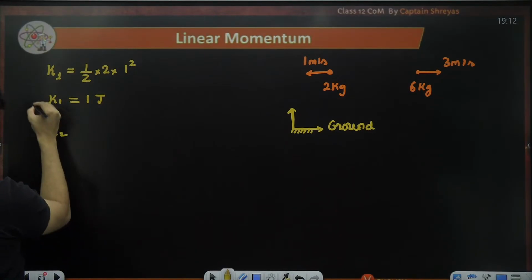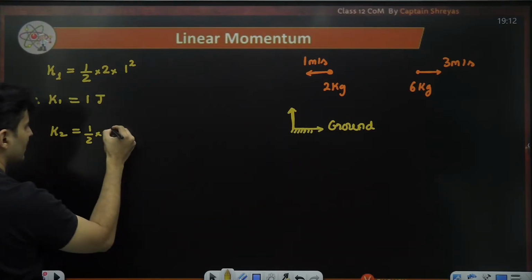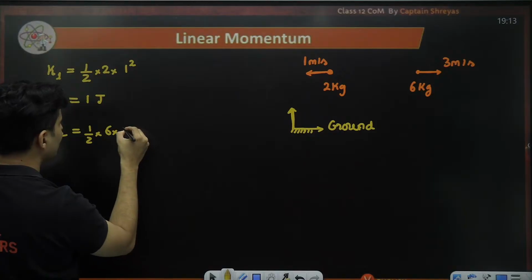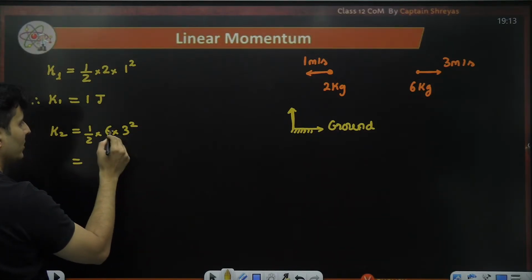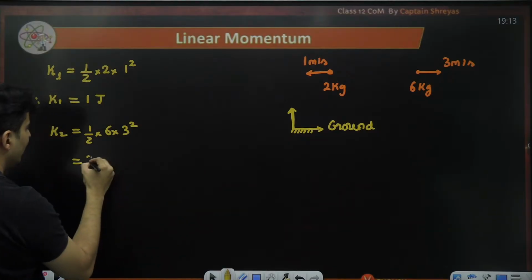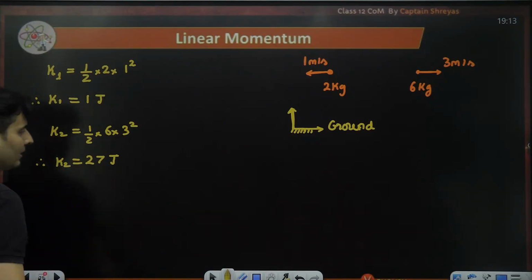What is kinetic energy 2? It is half the second mass, which is 6, into the velocity, which is basically 3 squared. Now 3 squared is 9, 6 by 2 is 3, 3 9s are 27, so this will be 27 joules. That is the second kinetic energy.